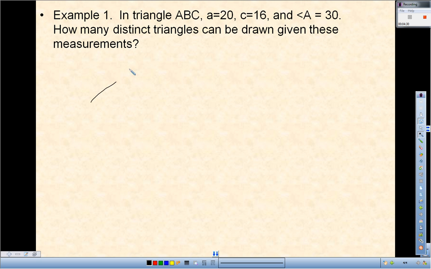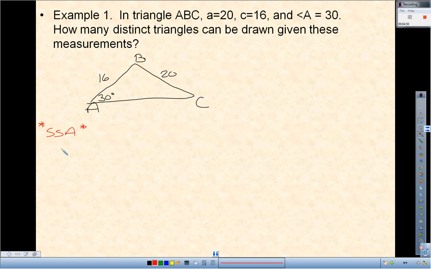I'm just going to draw a generic triangle and label it A, B, C. It says that side A is 20, side C is 16, and angle A is 30 degrees. Then I'm going to look and check. I notice this is side, side, angle.